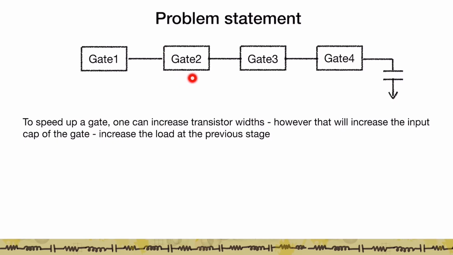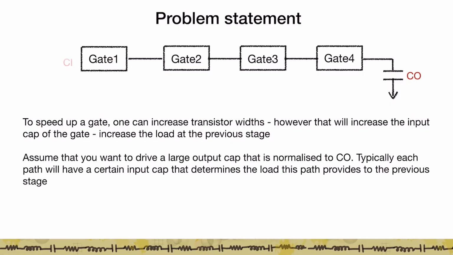However, for example, suppose I size up gate 2. I will make gate 2 faster, but by sizing up gate 2, I will increase the load on gate 1, so sizing up gate 2 has an impact on the delay on gate 1, right? So whenever you have a cascade of gates, you can't really size the gates in an isolated fashion. You need to figure out how the change in the size of a particular gate affects the preceding and the succeeding stage. So let's assume that we want to drive a capacitance whose normalized value is say some output CO, right?